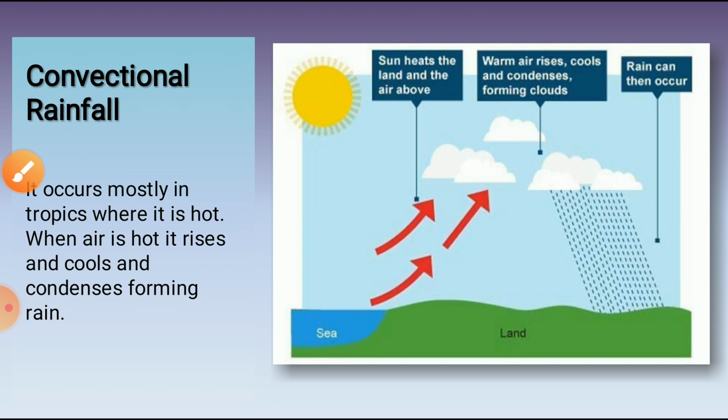Students, I think it is quite clear to you all, the three types of rainfall. The first one is cyclonic rainfall, the second is relief rainfall, and the third is convectional rainfall.